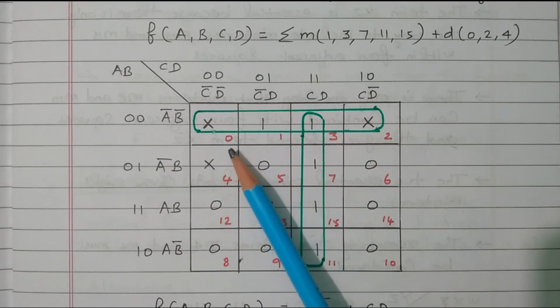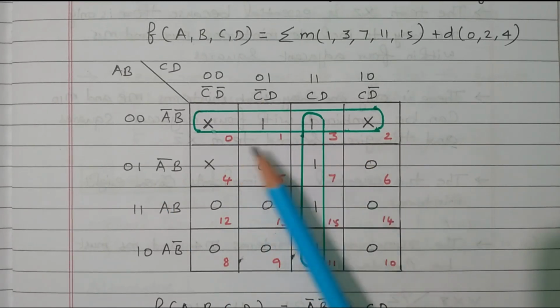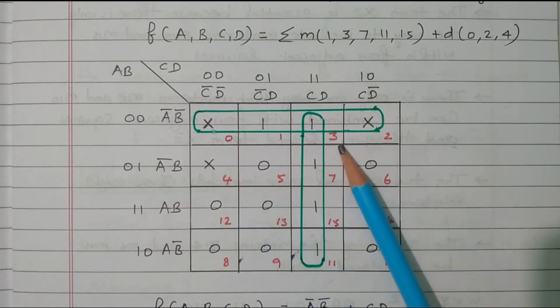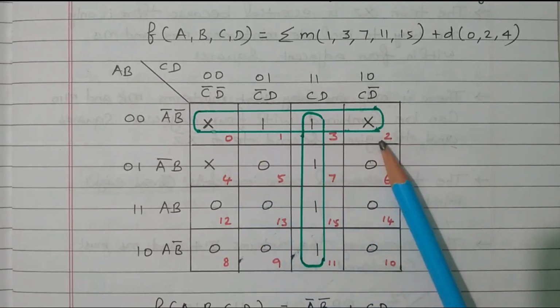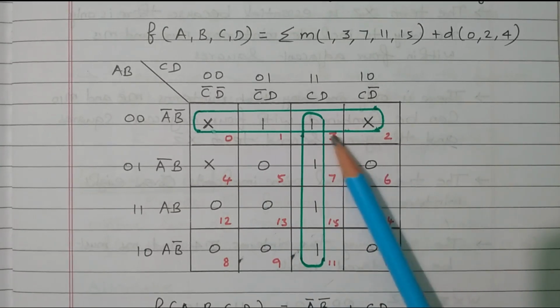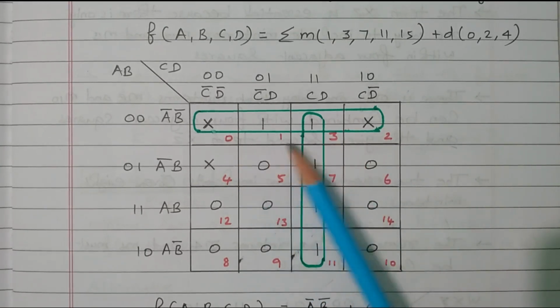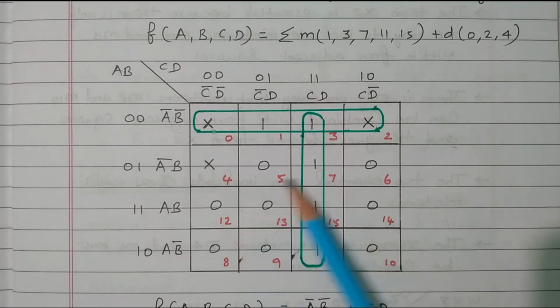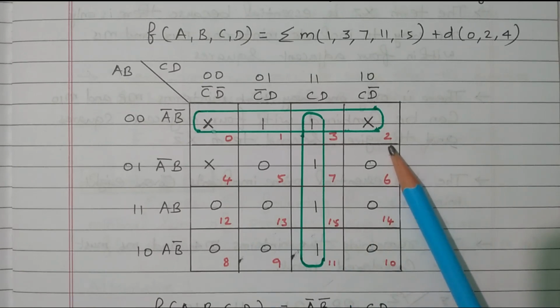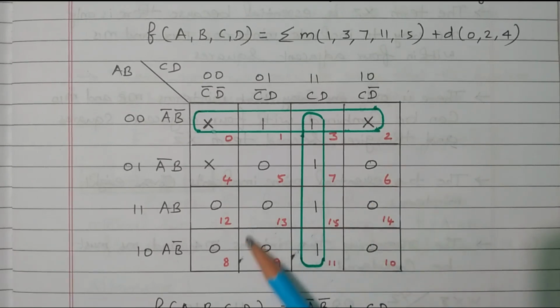The other alternate way is that the minterms are given. The red color numbers indicate the minterms. 0, 1, 2, 3: this is M0, M1, M2, M3. Here also there is an interchange between the 3rd and 4th column. Then 4, 5, 6, 7, 8, 9, 10, 11, 12, 13, 14, 15. There are totally 16 minterms, indicated by the red color numbers. Here also there is an interchange between the 3rd and 4th row.